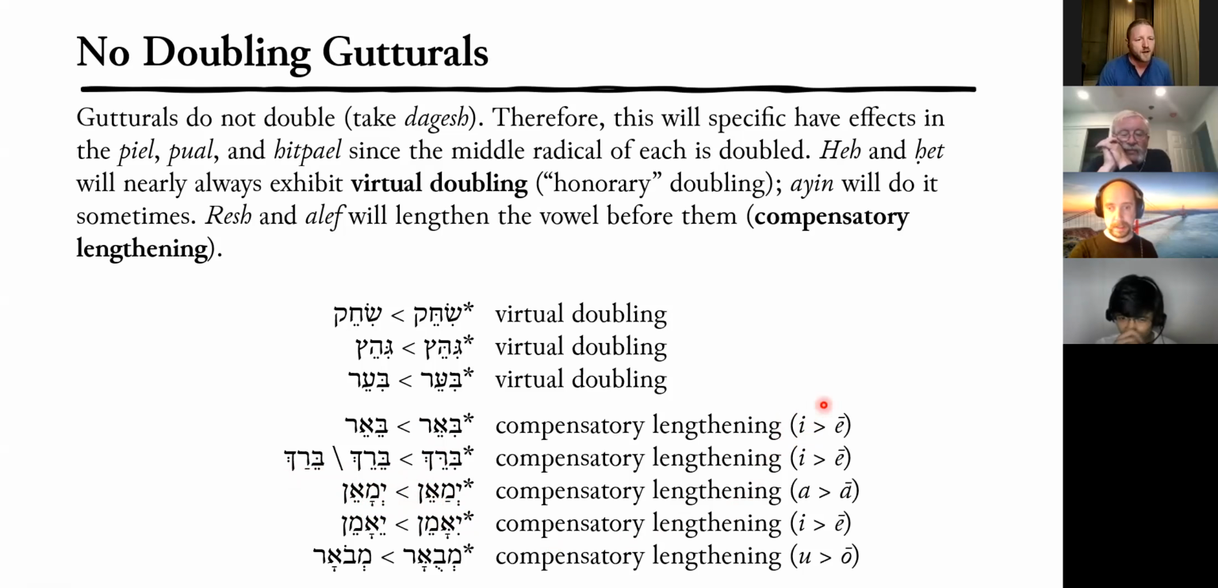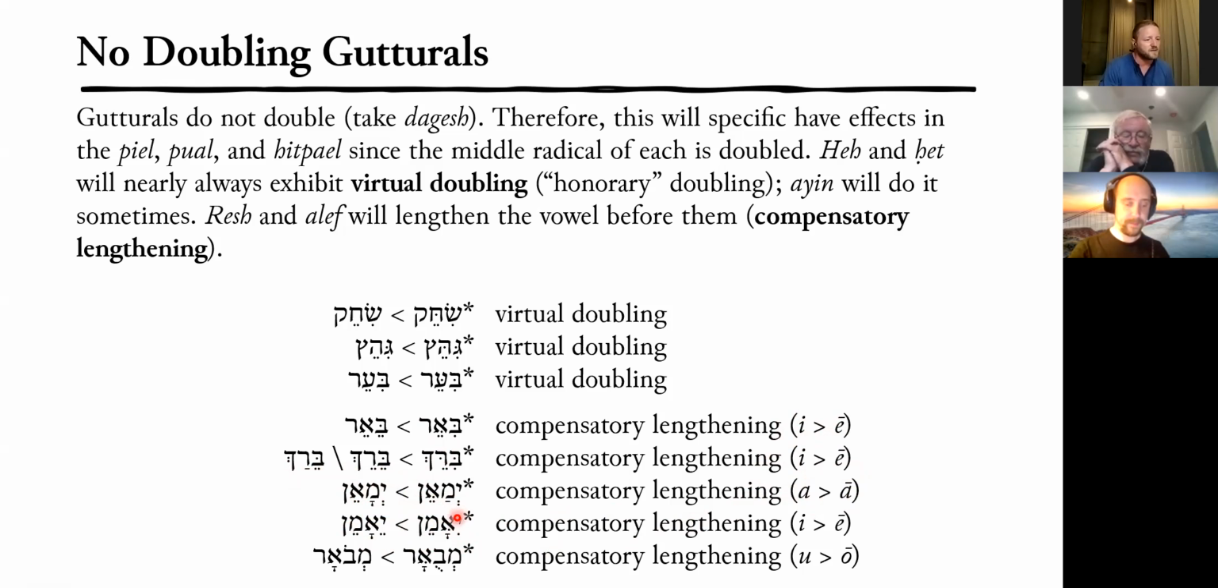So we've got short i becoming long e. We've got short a becoming long a. We have here also yima'en, from ne'eman, which means faithful. He will be faithful. It's ye'amen becoming ye'amen. Ye'amen is the real form. And this one, just like we have be'er, the aleph rejects it. In the pu'al also, it rejects that dagesh. Mevu'ar becomes mevo'ar. The u lengthens to o.